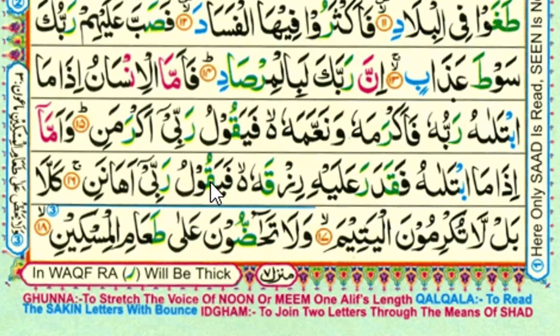Fayaqulu, Qaf we read in heavy sound, and also we lengthen due to waw madd is there. Waw is coming with sukun sign, and there is dhamma on the letter before, so we lengthen. Fayaqulu. Rabbi, Ra we read again in heavy sound. We lengthen due to ya madd, and also there is madd munfasil we lengthen 3 to 4 seconds. Rabbi ahanan, ha we lengthen due to alif madd, so it will be ahanan.